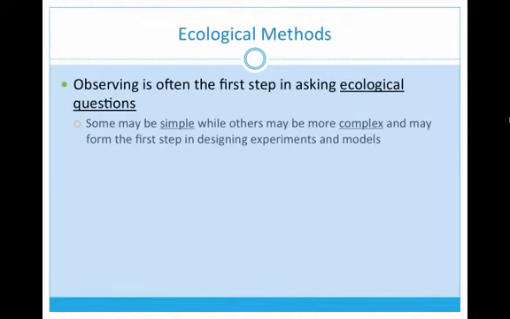Now, observing is the first step in most ecological questions. You observe something and you ask some sort of a question, which is where the scientific method starts. Some questions might be very simple and others might be really complex. These things form the first step in coming up with your experiment or your model.